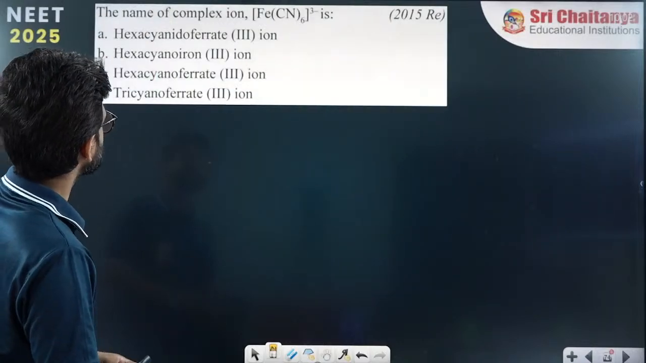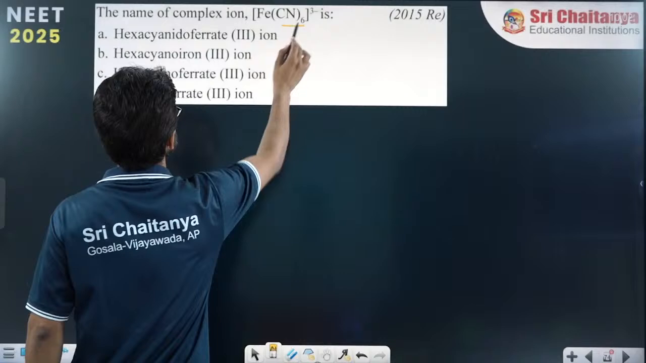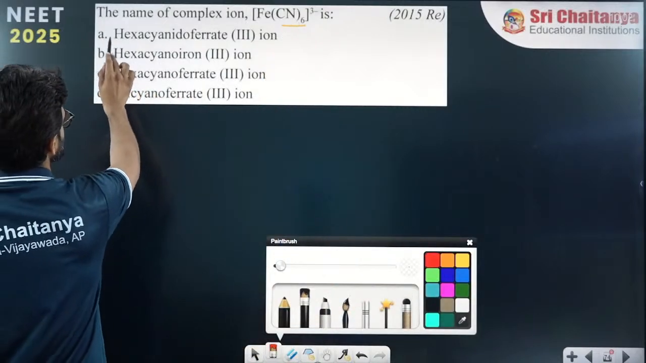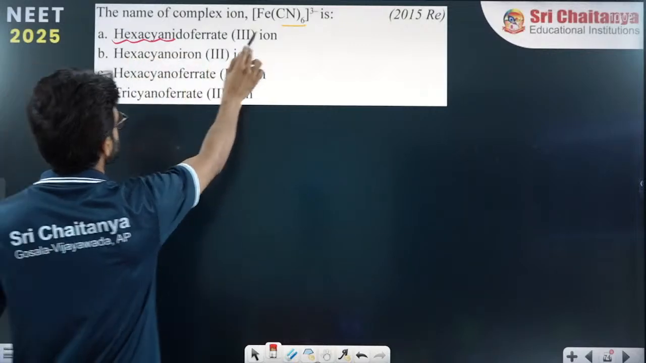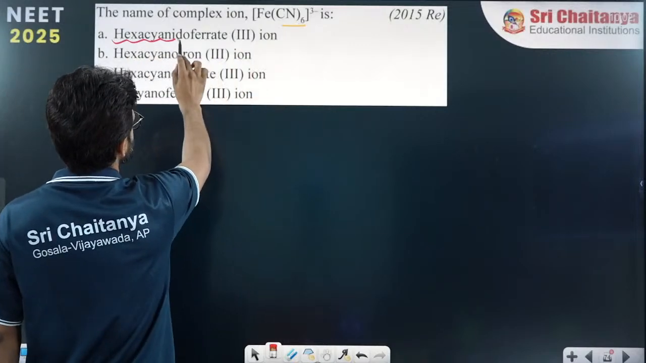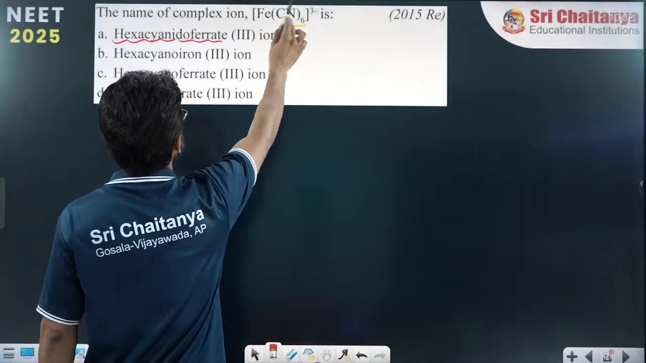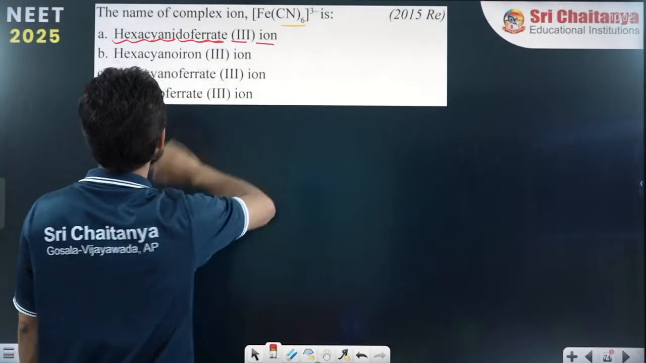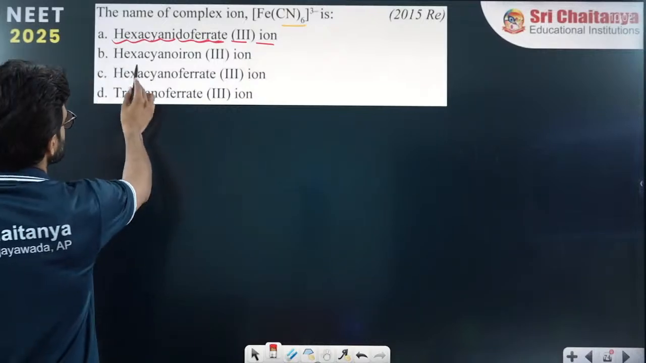Okay, the name of the complex, beta, again is hexacyanido. We have hexacyanido. It's an anionic complex, so I'm saying ferrate, not iron, just 3 iron. Okay, it's fine. What is the issue here?